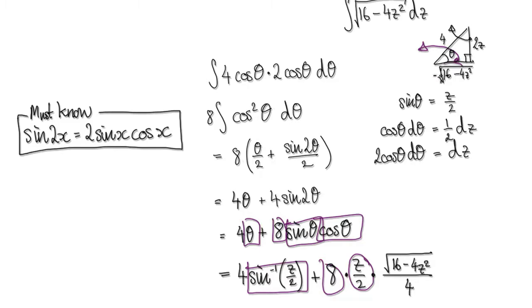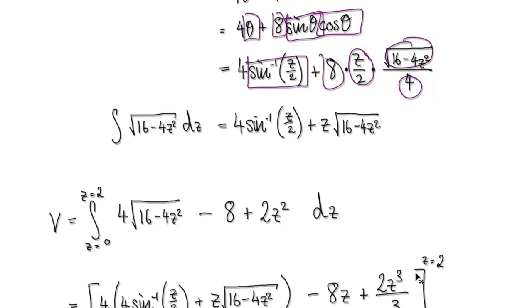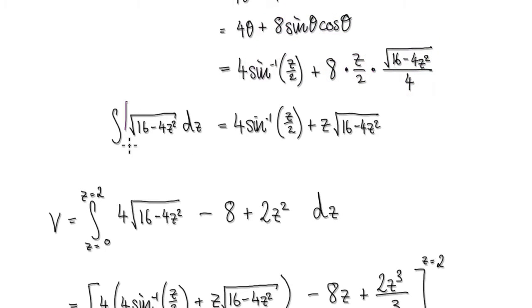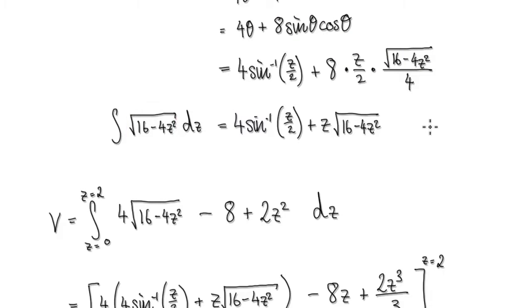Cos the angle is adjacent over hypotenuse. So it's just a matter of tidying this up. When you tidy this up, to integrate just this bit here, it gives us this ugly thing here. We've done this before, and I'm expecting you to know this. So if you integrate this, it will give you this.